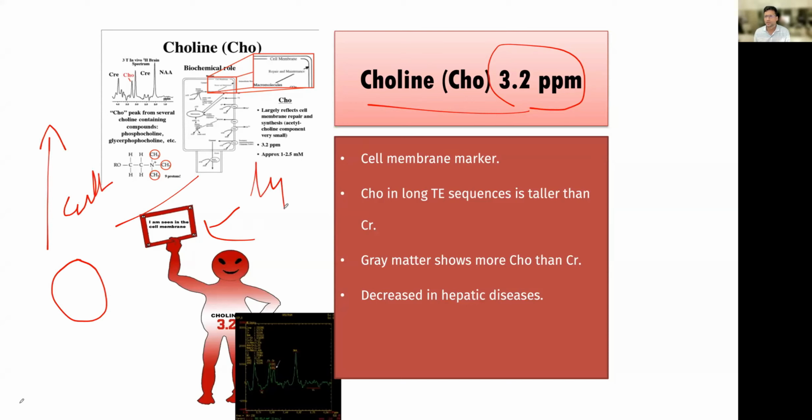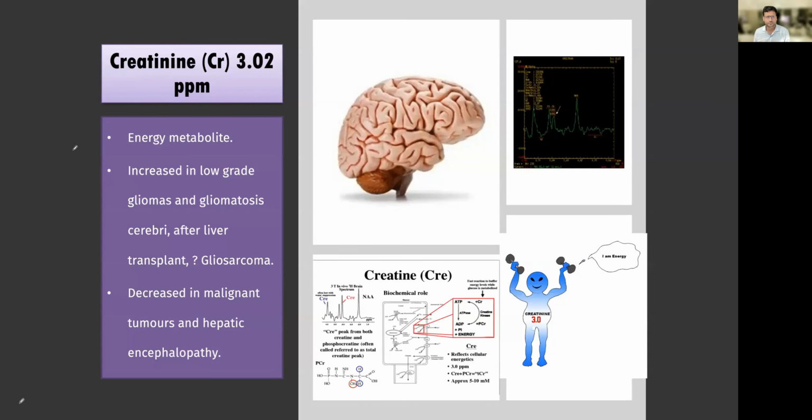Lymphoma, choline elevation will be there or not? Somebody in the chat box can just type the answer, it will be more encouraging for me. Lymphoma, there will be high cellularity, so more choline. Similarly, infarct, will there be elevation of choline? Yeah, cell membrane destruction, there will be release of phosphatidylcholine, and there will be an increase of choline.